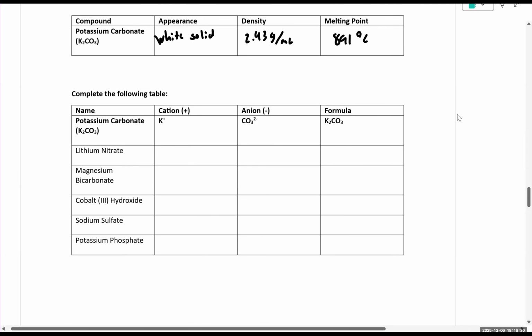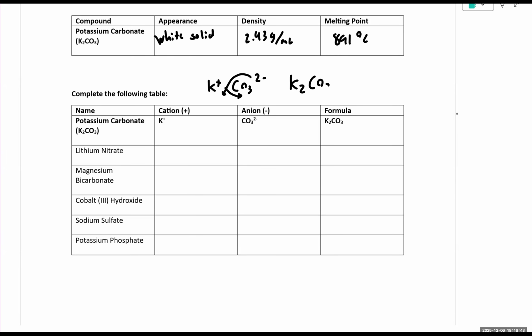So in the first example, we have our cation, which is potassium plus. We have our anion, which is carbonate, which is CO3 2 minus. We cross the charge into the subscript, and that gives us K2CO3. This is the full formula for potassium carbonate. Let's look at another example.